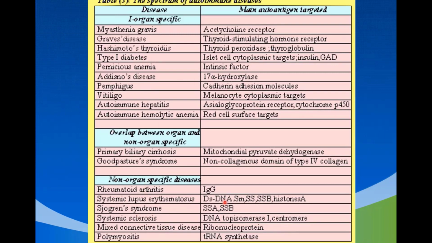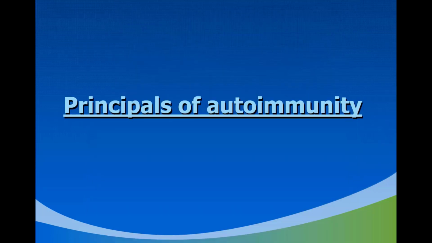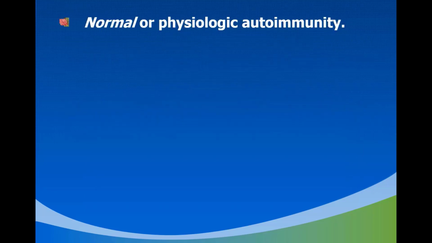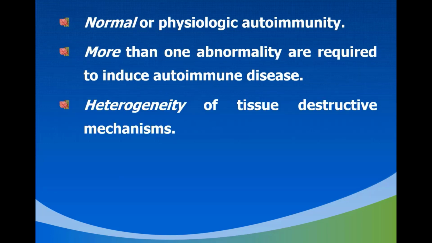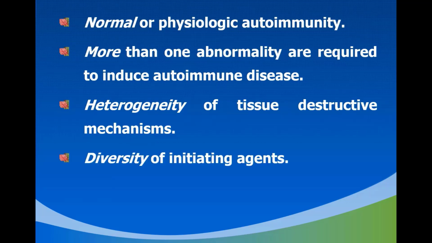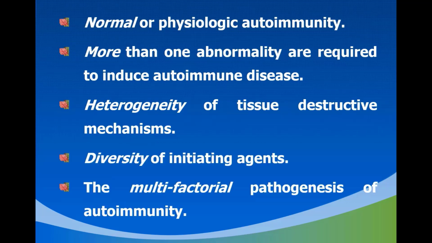Here we find a table: myasthenia, the spectrum of autoimmune disease, the disease and the principles of autoimmunity. Normal or physiological autoimmunity. More than one abnormality is required to induce autoimmune disease. Heterogeneity of tissue destructive mechanisms, diversity of initiating agents, and the multifactorial pathogenesis of autoimmunity.